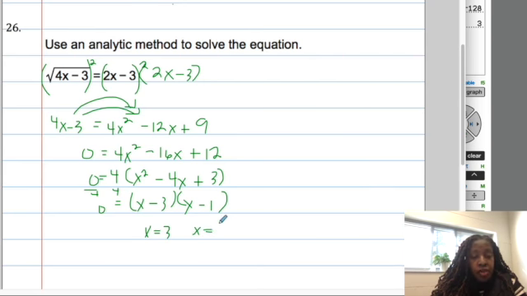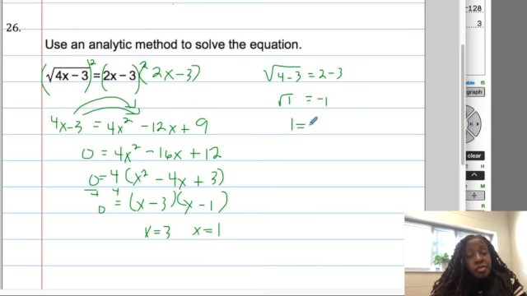And when you solve a radical equation, you must plug it in to see if it's true. So when I plug in a 1, I get the square root of 4 minus 3 is equal to 2 minus 3. 4 minus 3 is 1. The square root of 1 equals negative 1. And in this case, it does not. Square root of 1 is equal to 1. So, dun, dun, dun, dun, that one doesn't work.